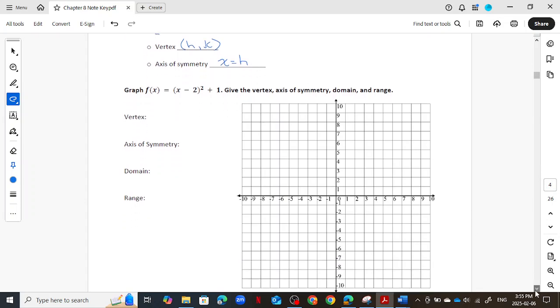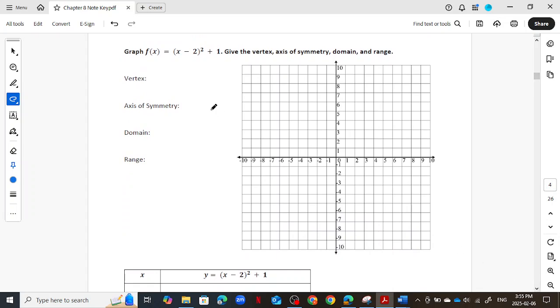So let's start with an example. We are going to graph y is equal to x minus 2 all squared plus 1. Can you pull out the vertex? Can you see that the vertex is going to be at 2, 1? And that means the axis of symmetry will be x is equal to 2.